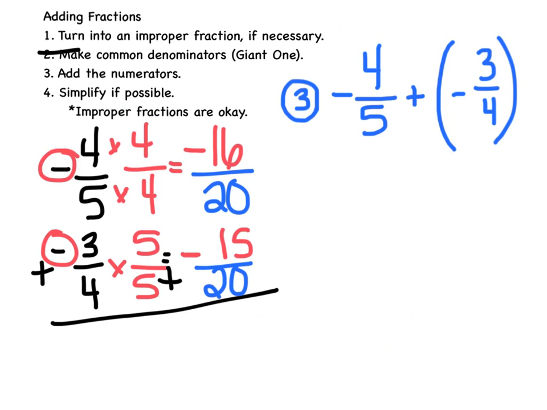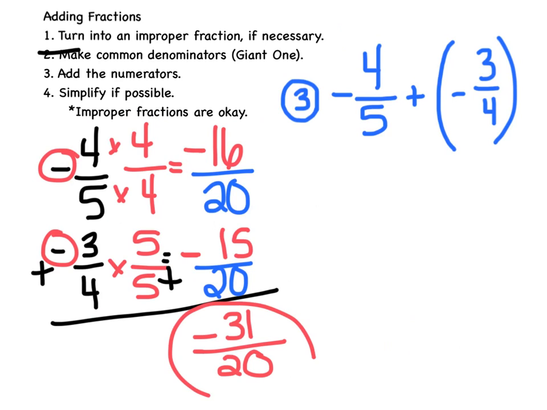Now we need to add our numerators. Well, I have negative 16 plus negative 15. So that'll give me negative 31, and my denominator stays the same at 20. And again, it's improper. I can leave it that way. There's my final answer because there's no common factors in negative 31 or 20.